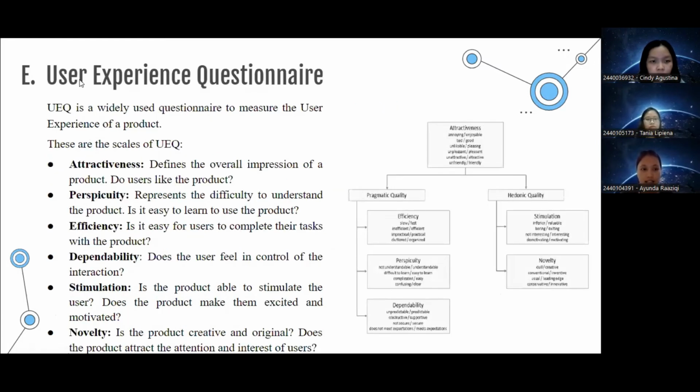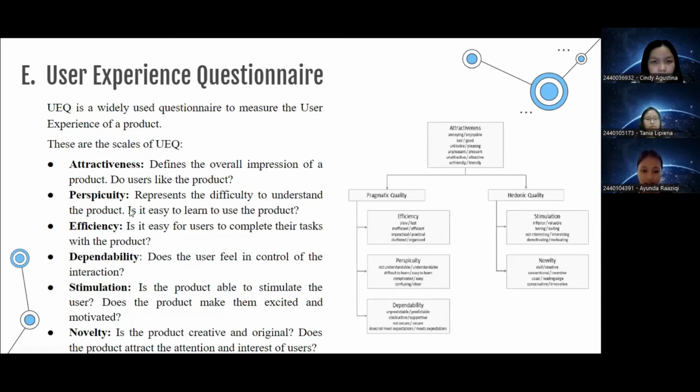Next is the User Experience Questionnaire. UEQ is a widely used questionnaire to measure the user experience of a product. These are the scales of UEQ. Attractiveness defines the overall impression of the product, like do users like the product, and perspicuity represents the difficulty to understand the product. Is it easy to learn to use the product?